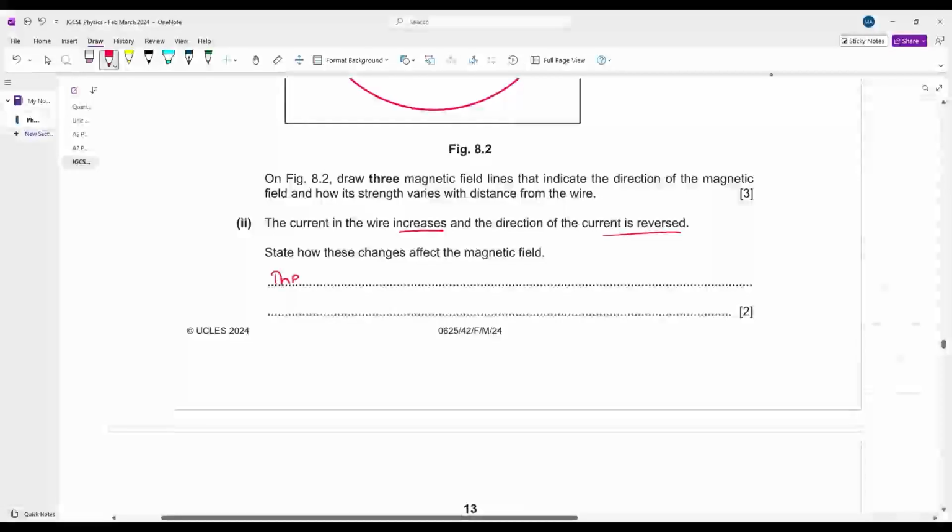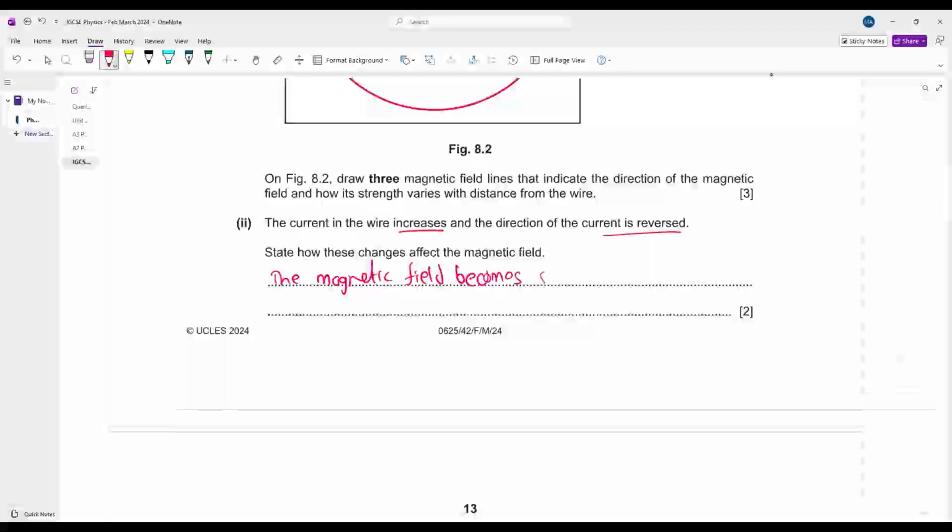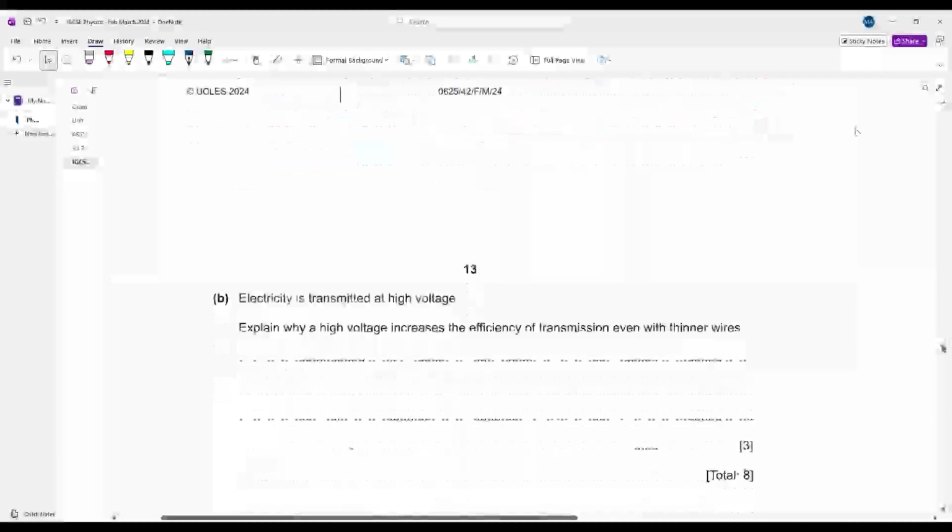The magnetic field becomes stronger, and its direction reverses. Simple. Let's further move ahead.